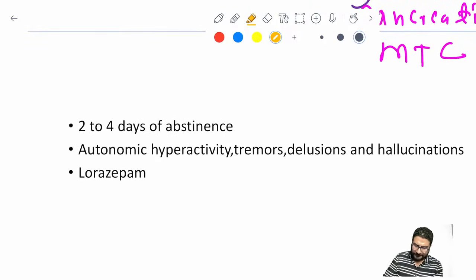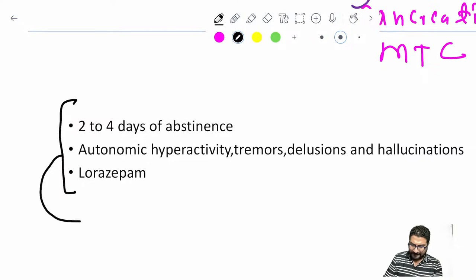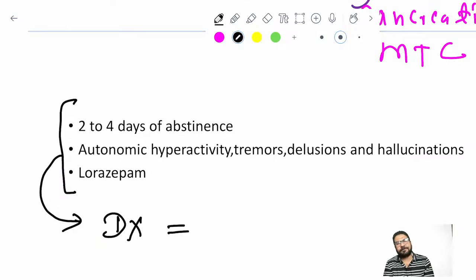Okay, now tell me the diagnosis. 2 to 4 days of abstinence, autonomic hyperactivity, tremors, delusion, hallucination. What it is? क्या है? Linagliptin is old, but now tell me what it is. What you can see. This is a case of, what is the diagnosis? They will give you like a 35-year-old person is coming to you after stopping alcohol 2 to 4 days back. He developed autonomic hyperactivity, tremors, delusions, tachycardia, hypertension, fever, confusion. अभी तो बताया था, this is the patient of delirium tremens.